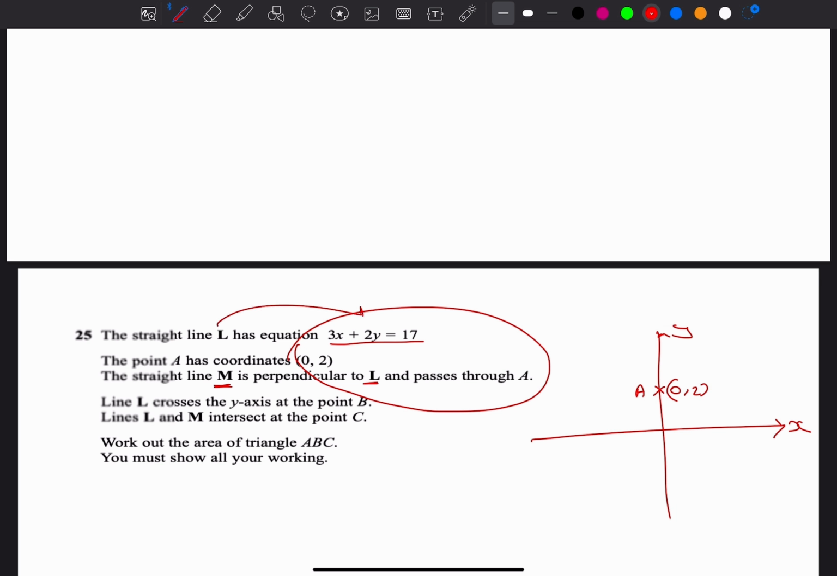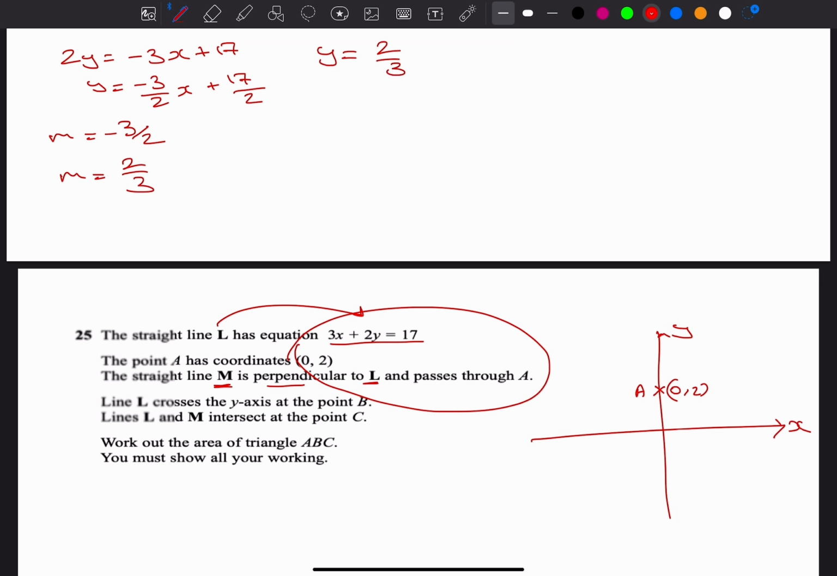That equation is L. So if you look at L, make it 2y equals minus 3x, move it to the other side, plus 17. Y is minus 3 over 2 x plus 17 over 2. The gradient is minus 3 over 2. But the gradient I want is, because they are perpendicular, 2 over 3. Y equals 2 over 3 x plus c.